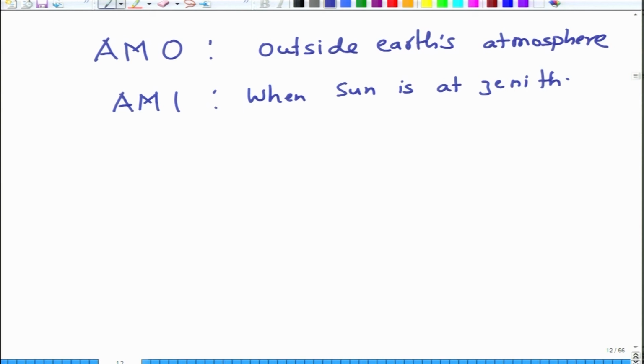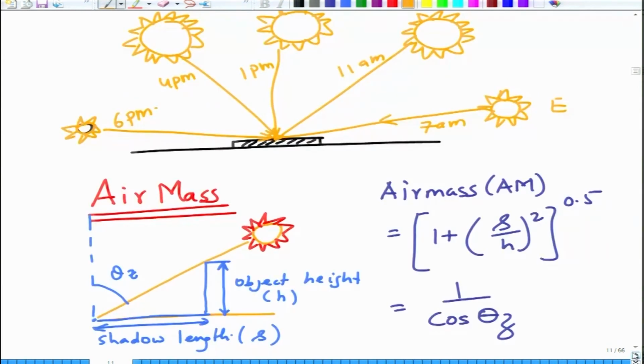So if you look at AM1, what would it mean? That S by H is equal to 0, and the shadow length will be equal to 0 when the sun is directly at the zenith. So if you go back to the previous equation, if this is at zenith, the shadow length will be equal to 0. So this would give you AM1.